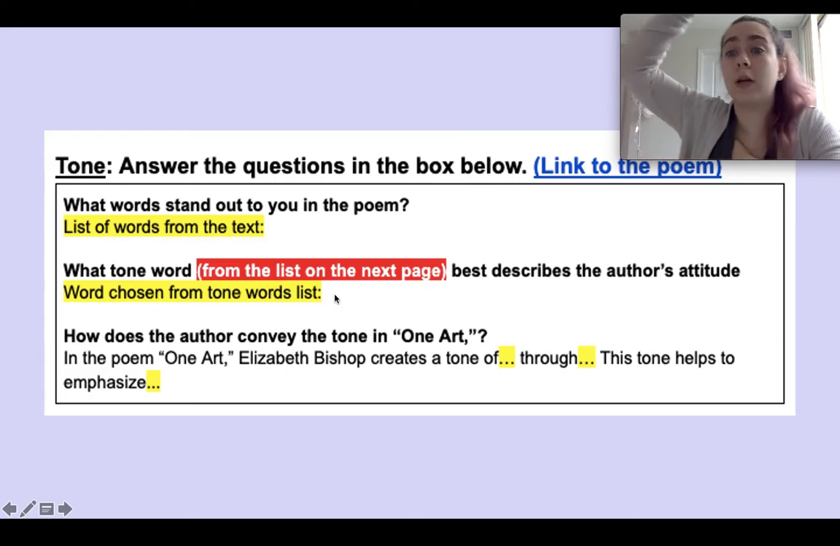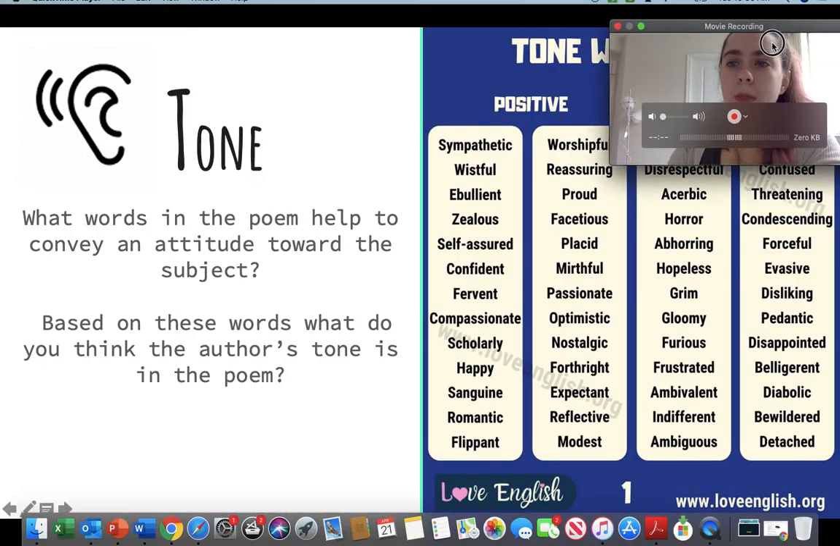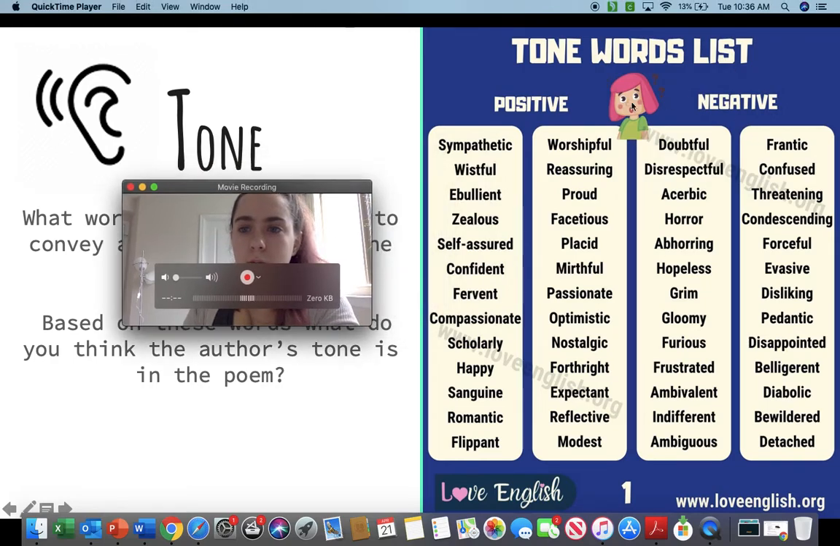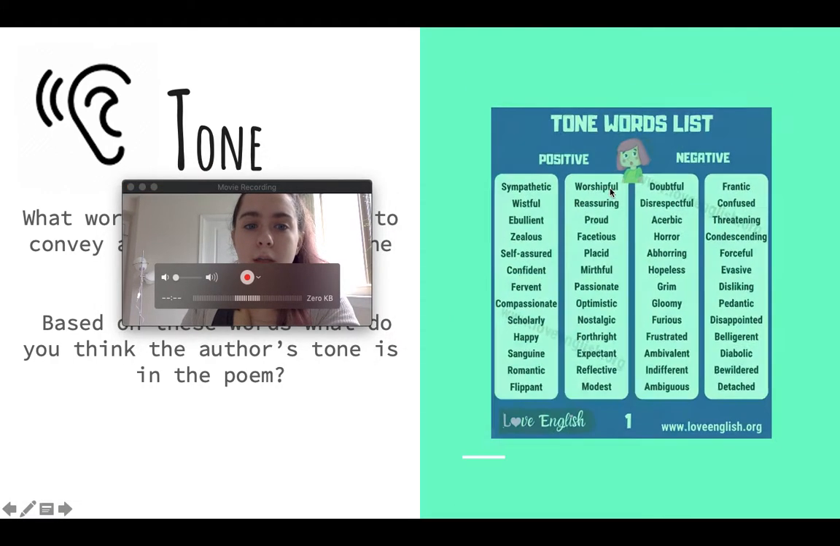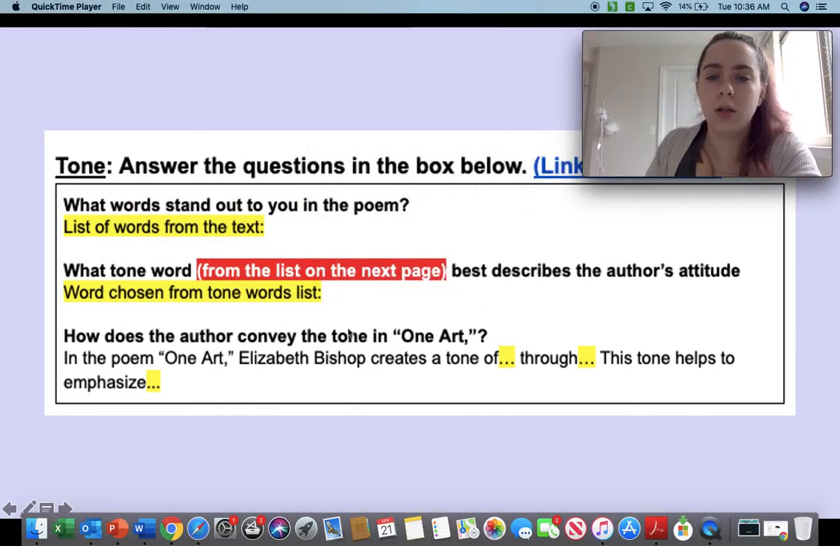Then you're going to scroll down to the next page of your digital worksheet, and you're going to see this tone words list that we have on this side. Based on that tone words list, you're choosing one word that best describes Elizabeth Bishop's attitude towards loss. You're going to put it here. You need to write the one word that comes from the list. And then this section is where you need to actually do a little bit more writing.